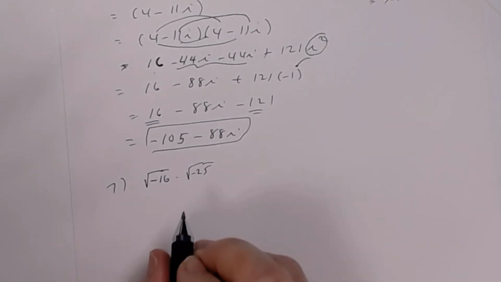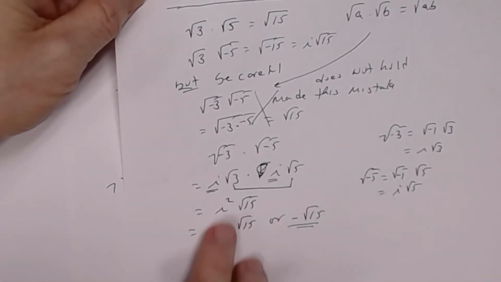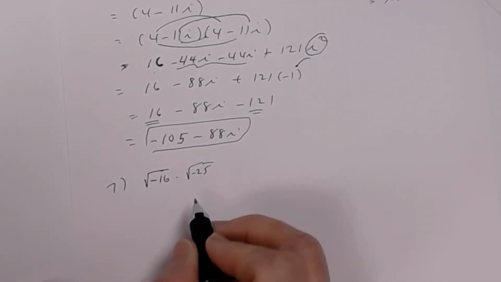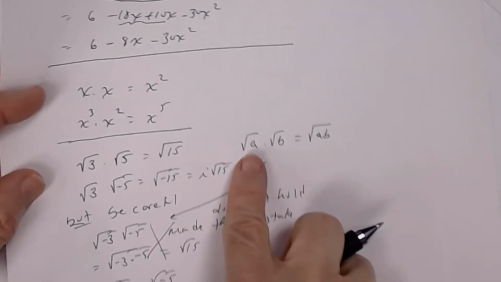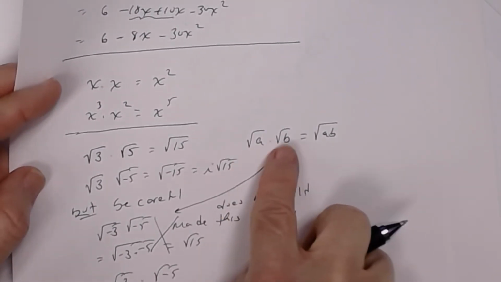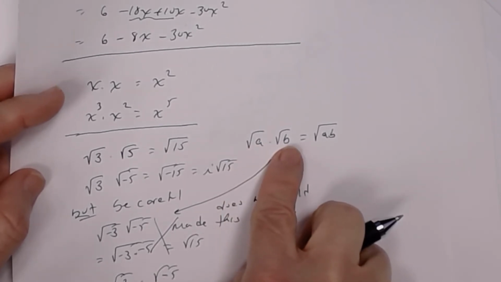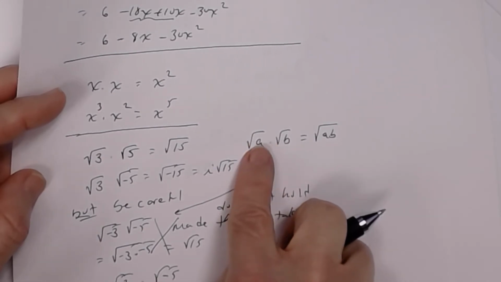So based on what we just learned, in this part here, we know that I cannot say a negative times a negative is a positive. We know that because this property right here only applies if both A and B are positive, or if one's positive and the other one's negative, but not both.